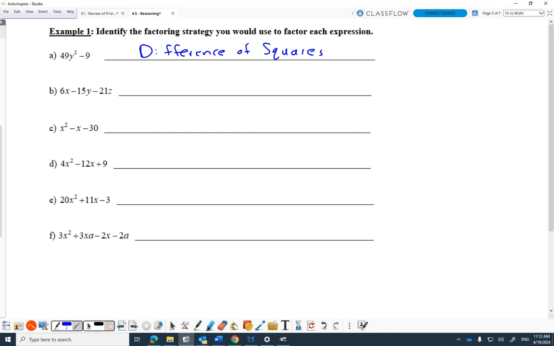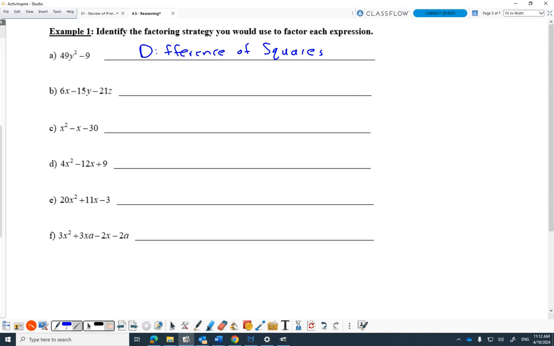Which one do you want to do next? Doesn't know. The second one. What do you see? What do you think? What kind of strategy are we going to use on that one? Does it have a common factor? Is there a number that divides into 6, 15, and 21?